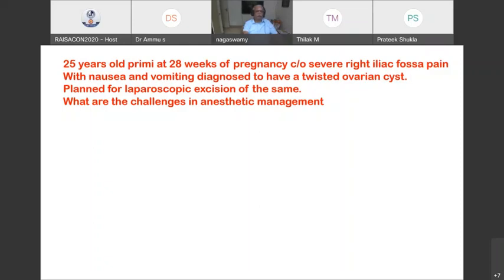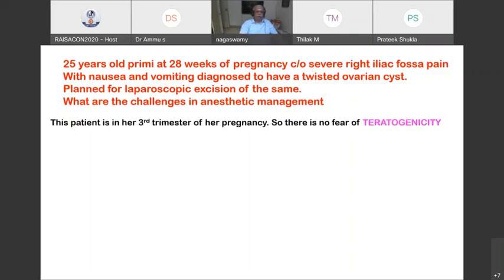Okay, first question I will go through the answers. Let us see. So this patient is at the third trimester of pregnancy. So there is no fear of teratogenicity, isn't it? Pratika, do you agree with me? Yes, sir. Definitely, sir. She is in the third trimester of pregnancy, so the organogenesis is all completed. So there is no fear of teratogenicity from anesthesia.